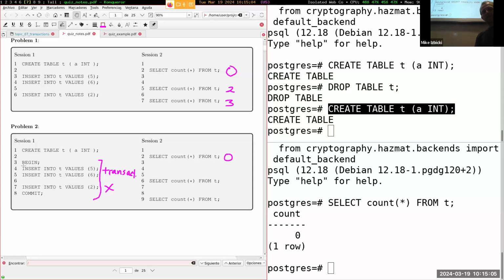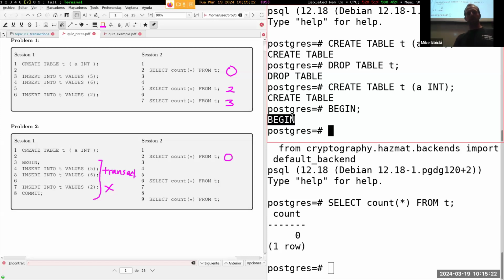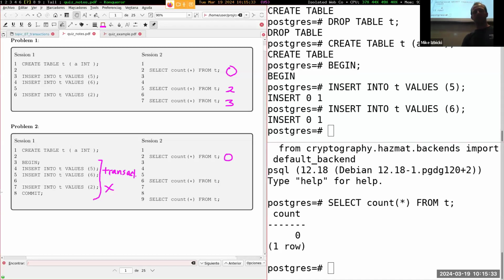Now line 3, this is the only difference between problem 2 and problem 1: in problem 2 on line 3, we have this begin keyword right here. Begin semicolon, this starts a transaction. And the output of begin is always just going to be begin. I will now type my insert commands, insert into T values 5, hit enter. I'll do the up arrow now to insert the 6. So I just ran lines 3, 4, and 5 right here inside of session 1.